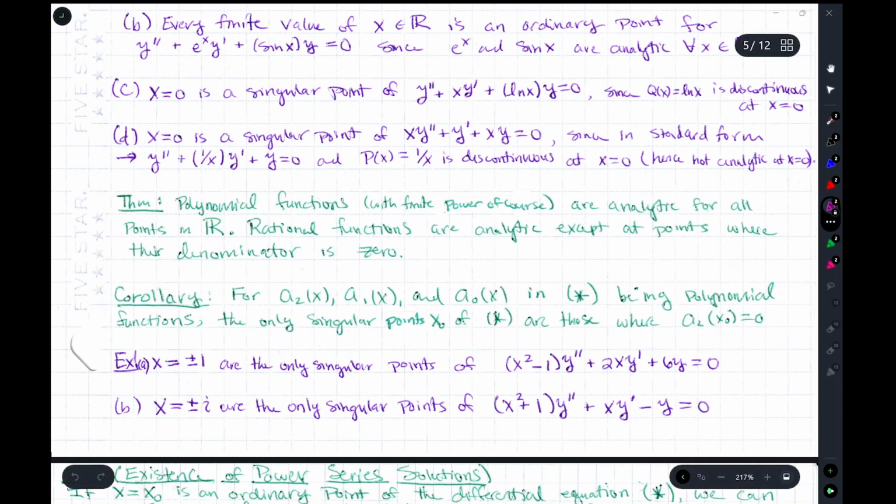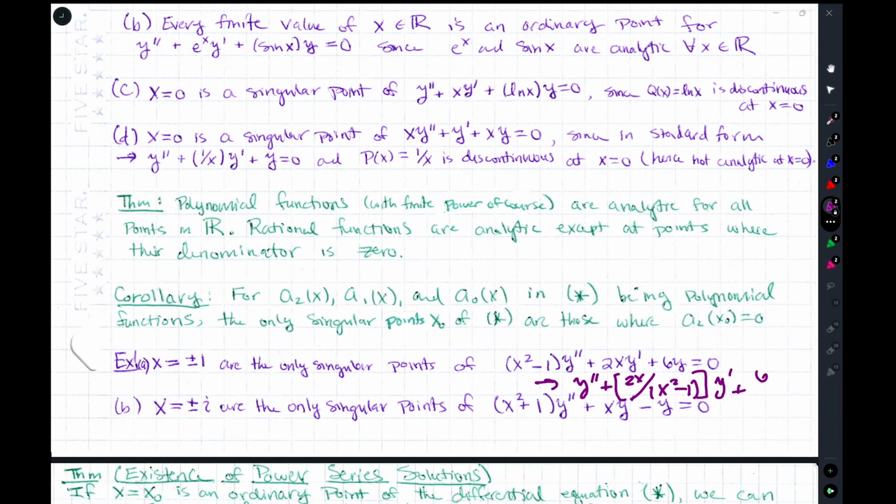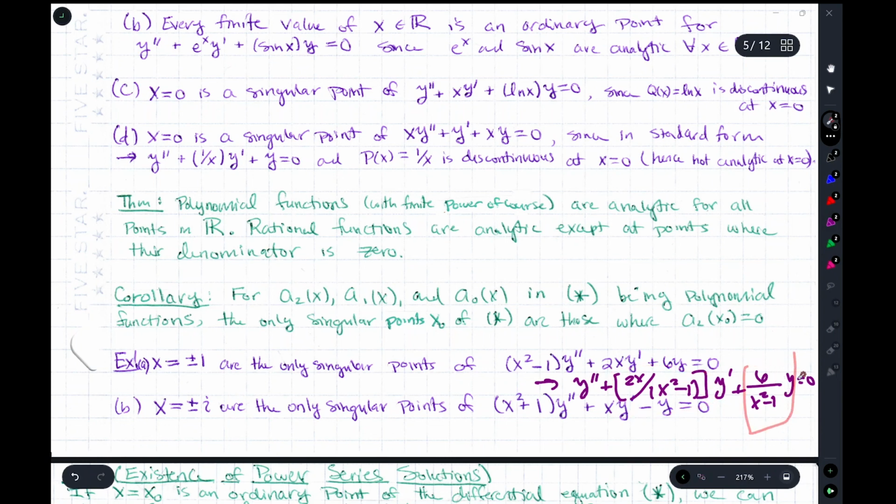And again, just for demonstrative purposes, we have to put this in standard form. When you do that, you'll get y plus 2x over x squared minus 1. That's P of x. And this is Q of x. You can now see clearly that at x equals plus or minus 1, P and Q are both, even though all we need is one of them, both going to be not analytic.